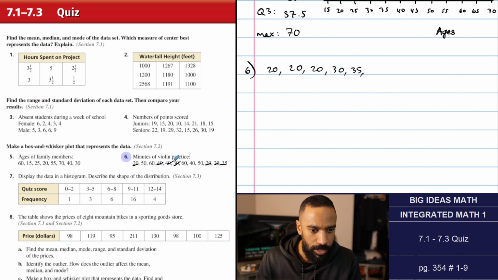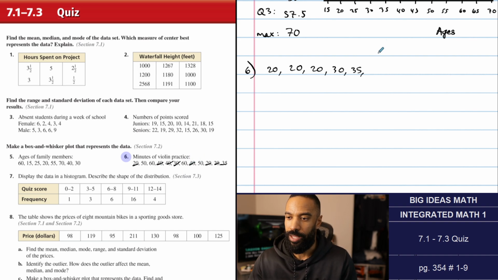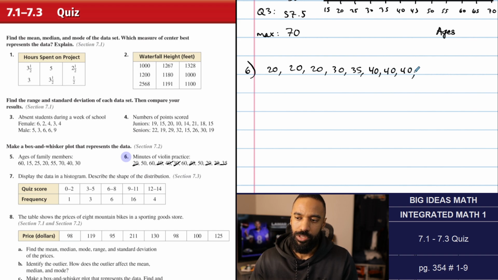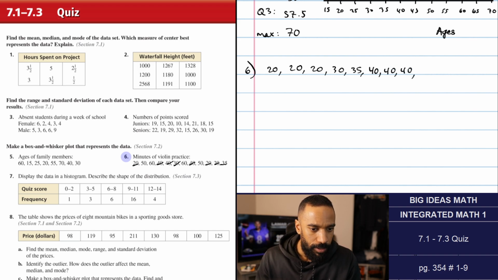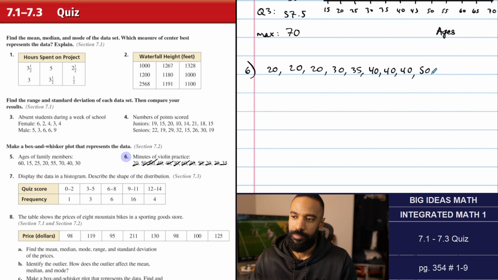Couple 40s, 1, 2, 3 40s. If we're talking mode here, I have mode of 20 and 40, but we're not. So a couple 40s, couple 50s, couple 60s. 50, 50, 60, 60. One, 2, 3, 4, 5, 6, 7, 8, 9, 10, 11, 12.